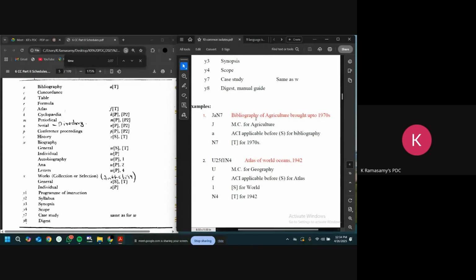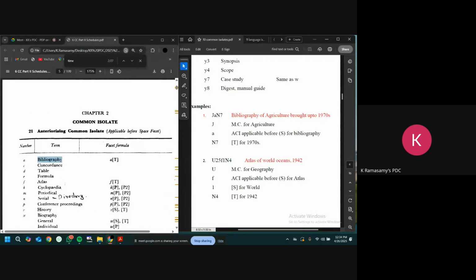See, bibliography of agriculture brought up to 1970. This is my title. Bibliography is nothing but a list of books, you know very well. What is the symbol for bibliography? A is the symbol for bibliography, which is placed under ACI. So what is the number for agriculture? I know J is the main class number for agriculture. What is the bibliography number? A. So J followed by A. You don't have to add any connecting symbol between any main class number or any canonical division number and the common isolate. It is straight away added because this is ACI.